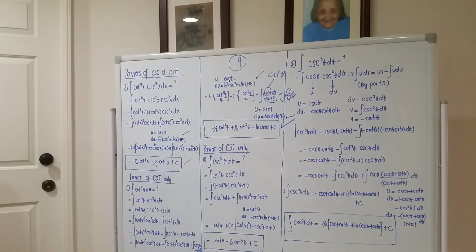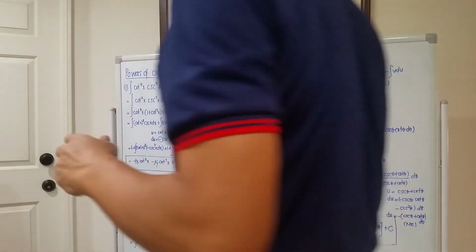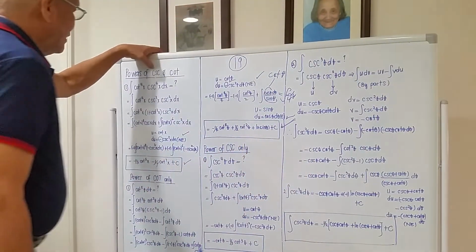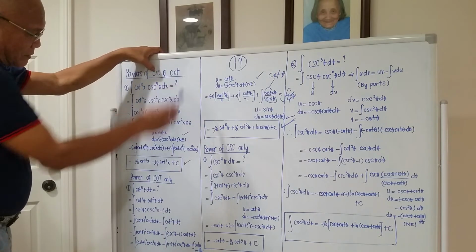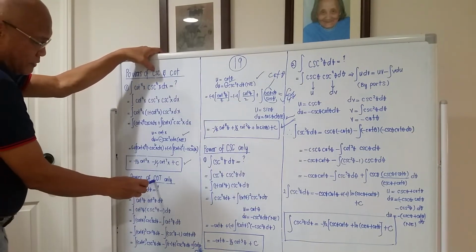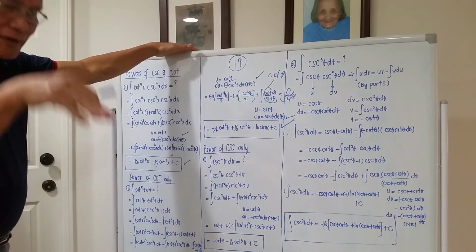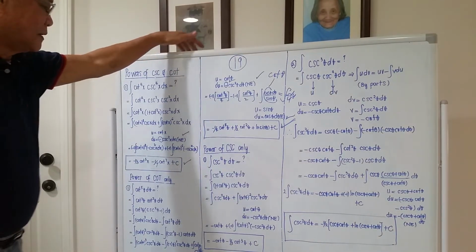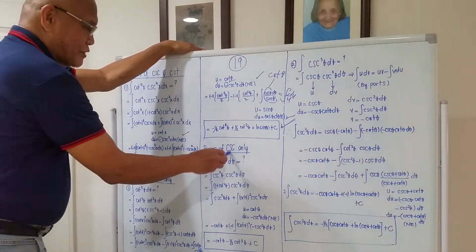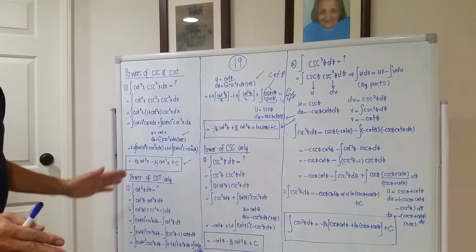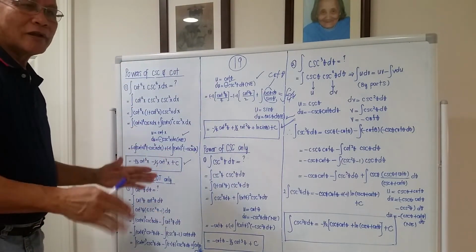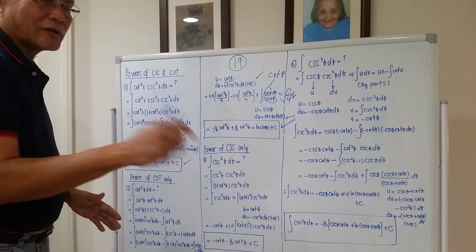We are now through with cotangent. Cosecant and cotangent, we are done. Pure cotangent, we are done. Okay, let's bring out the last topic for this afternoon. It is power of cosecant only, meaning the given problem only involves power of a cosecant only.